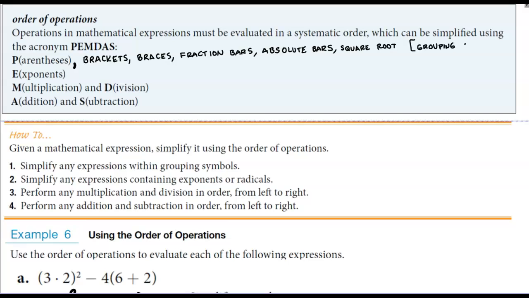So the first step is to simplify all the grouping symbols. Okay, then we have exponents. So then you simplify all the exponents. And then you're going to simplify multiplication and division, and then addition and subtraction.